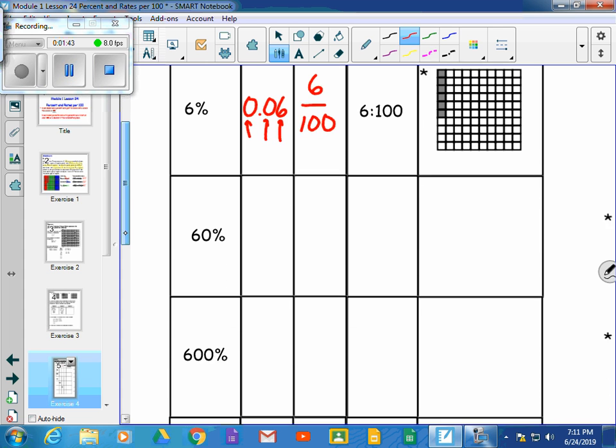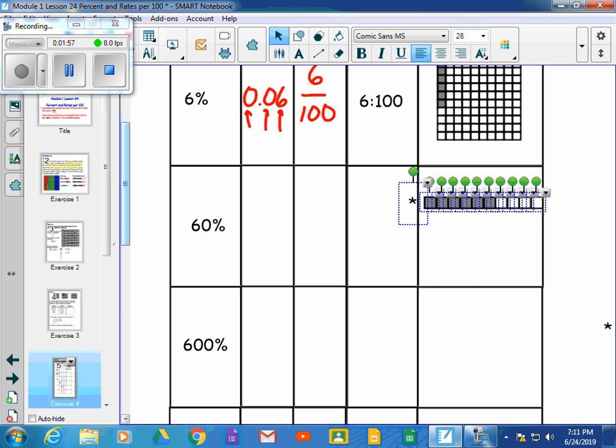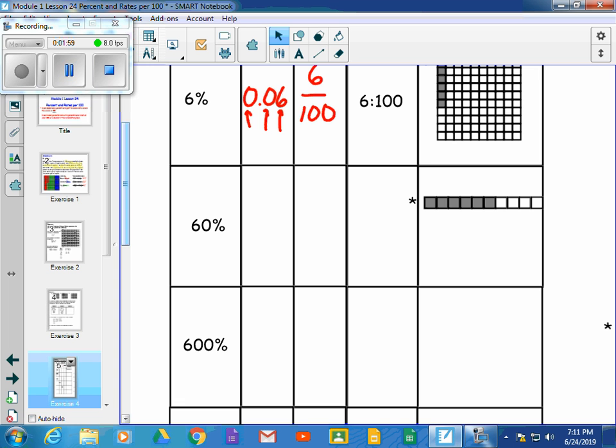Let's try 60%. 60% tells me I'm going to have a 10 by 10 grid that would have 60 of those colored in. Now, we really haven't mentioned this, but we could simplify that as well. 60 out of 100 would be 6 strips out of 10 colored in. So we could draw it with this model as well, 6 out of 10.